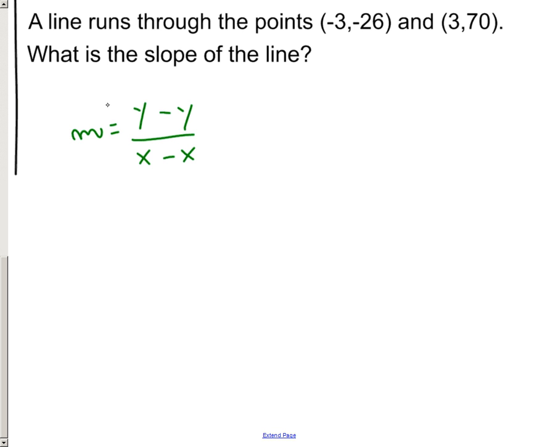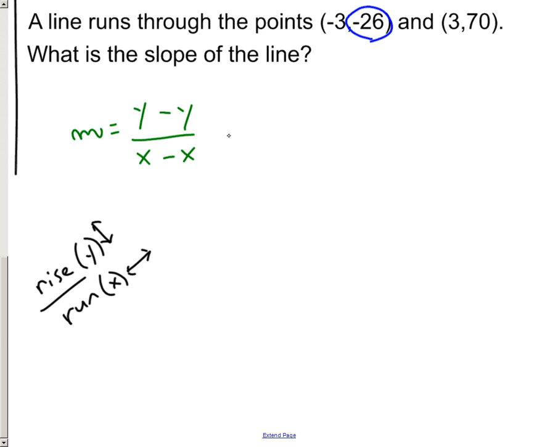And if you still remember the old saying of rise over run, well, that means your y's are on top because that's your up-down movement. And your run is on the x-axis. That's your left-right movement, and that's the reason we have our x's on the bottom and our y's on the top. So let's go through and finish this up.